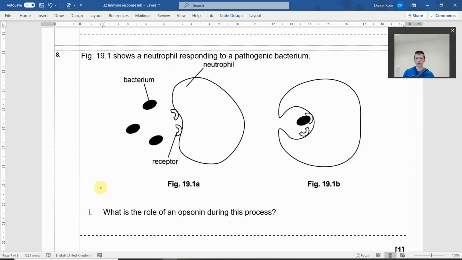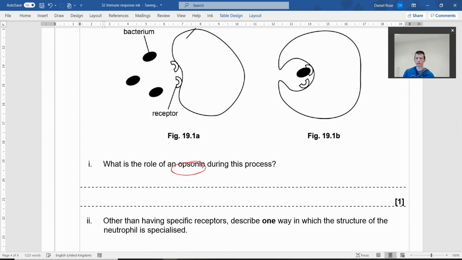Just have a look at this one as another example. We've got a neutrophil, and we need to know about these, a pathogenic bacterium, and the role of an opsonin during this process. So if you focus on your objective sheets, this is easy, because you'll be able to say the opsonin helps bind the bacteria to the receptor on the B cell, on the neutrophil even. Sorry.